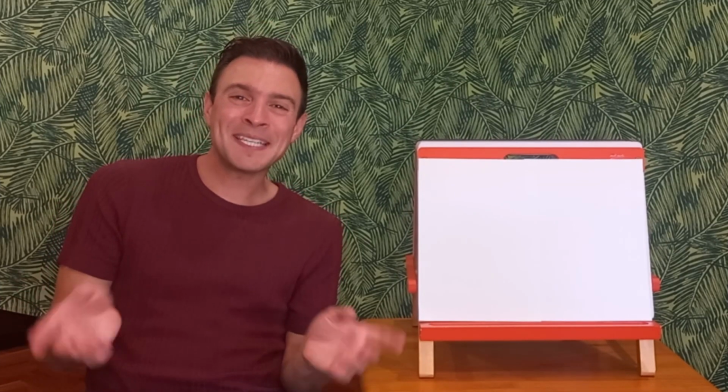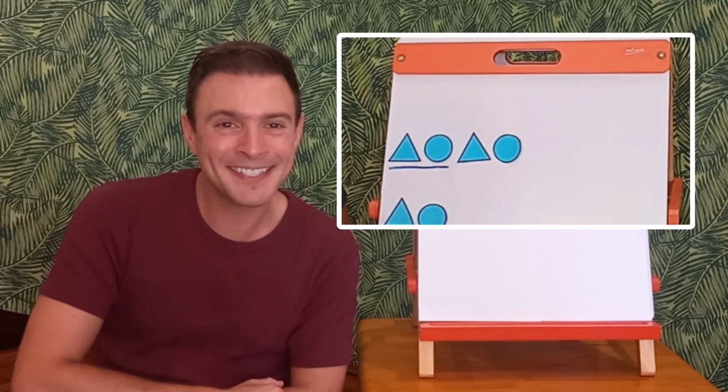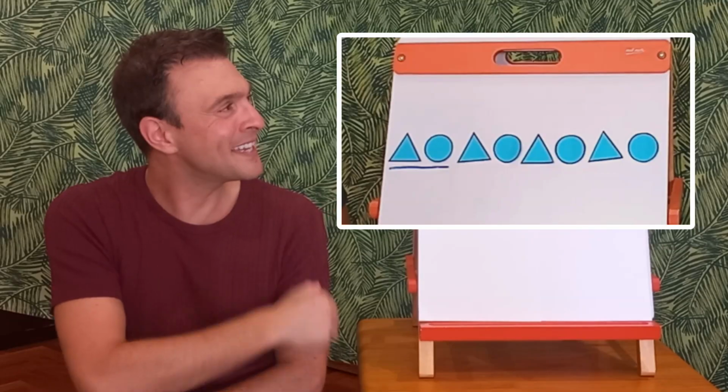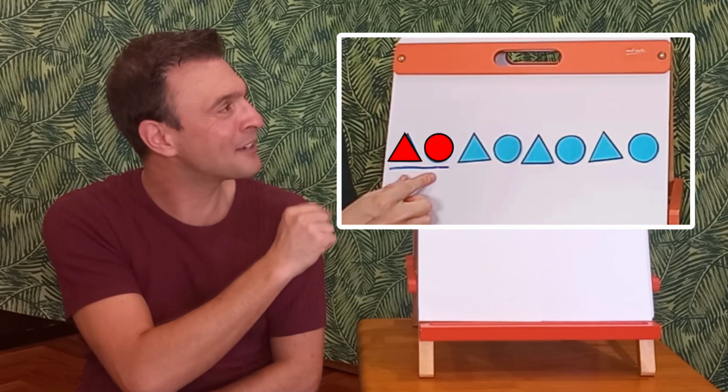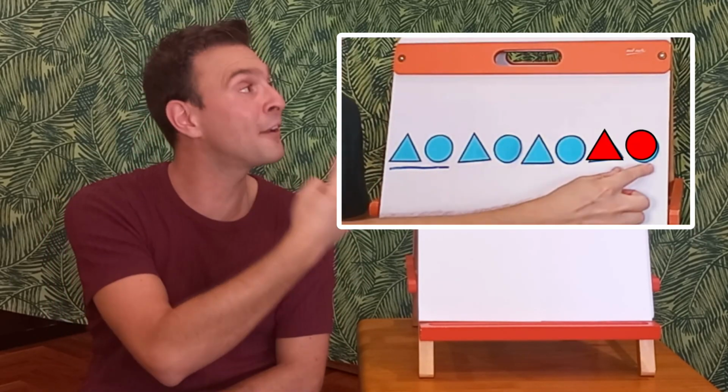Well, I hope you've been busy making lots of two-part patterns. Here's mine. Can you see that? There are two parts in the pattern core and then they repeat over and over again. Well, now I'd like to show you another pattern that's hidden under my board.